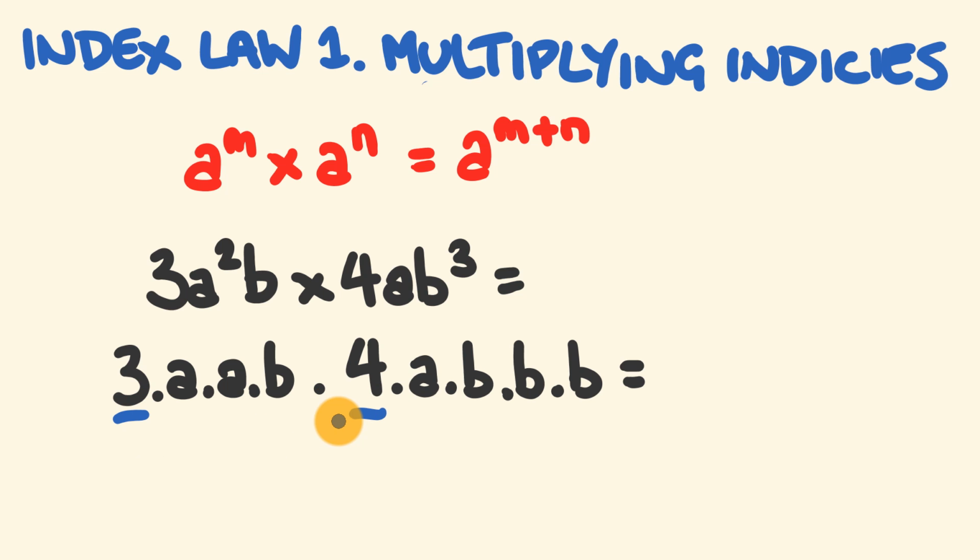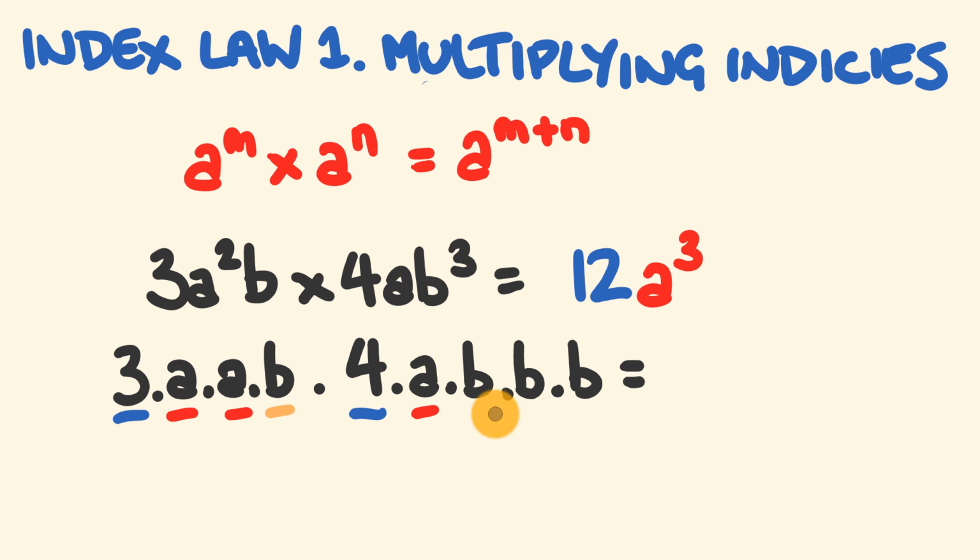Now, as you're going to see here, the first thing we have to deal with are these coefficients here, where we have a 3 and a 4. Now we're multiplying, so we multiply these first. So the first thing you're going to do is multiply these coefficients to get 12. 3 times 4 is equal to 12. The next thing, let's have a look at some common bases. So if we first off have a look at a, we have 1, 2, 3 of those. So that's going to be a to the power of 3. As you can see, we're just adding those two powers together. 2 plus 1 is equal to 3. And finally what we have is the b's here.